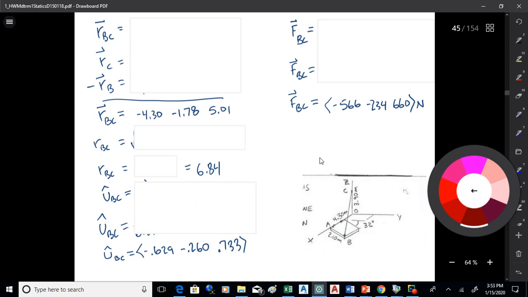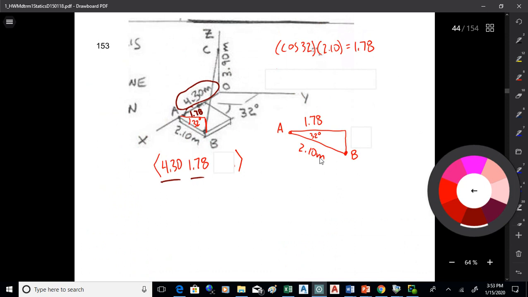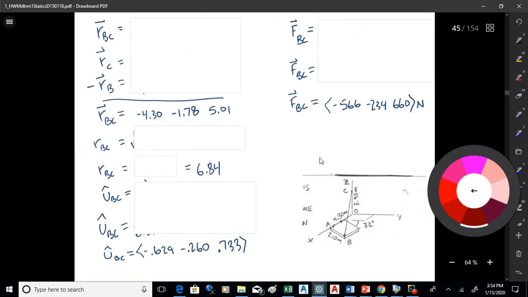Okay, so do we have any questions on that? So this thing kind of hinges on finding the coordinate of B. Once you've got that, you can then go through the position vector process to get a force vector. To get the position of B, you just have to use the right angle trig there on that triangle. I'll let you figure it out, okay? I'm leaving that blank purposely, okay?